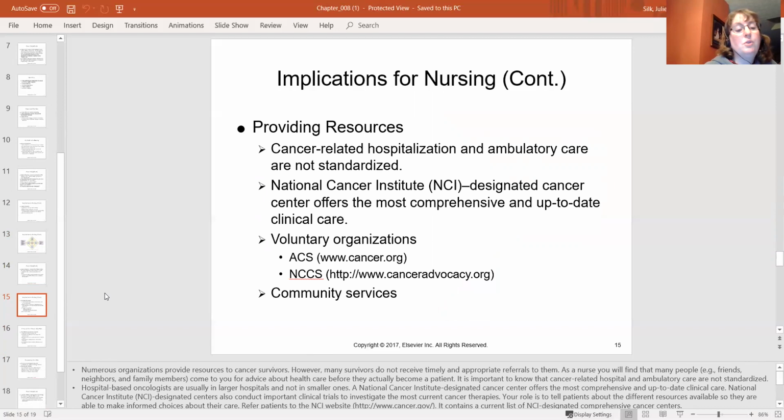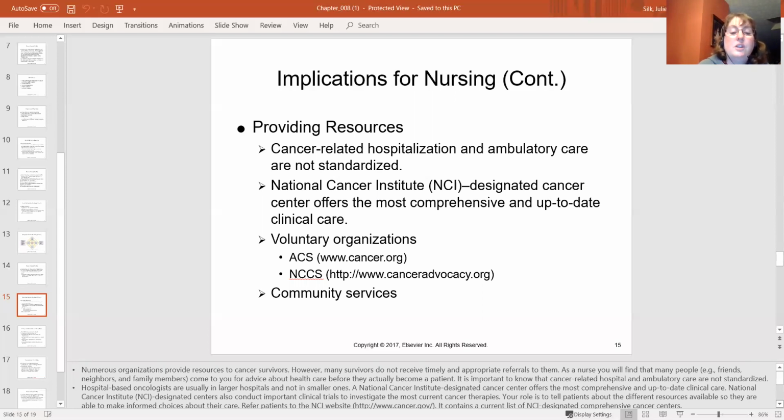Okay, so numerous organizations provide resources for cancer survivors. However, many survivors do not receive timely and appropriate referrals to them. As a nurse, you will find that many people, friends, neighbors, and family members come to you for advice about healthcare before they actually become a patient. It's important to know that cancer-related hospital and ambulatory care are not standardized. Hospital-based oncologists are usually in larger hospitals and not in smaller ones.